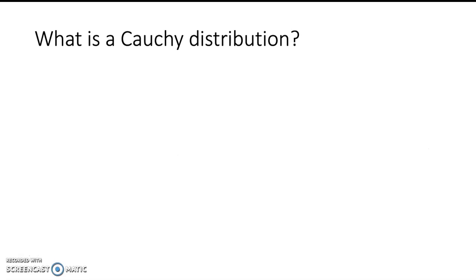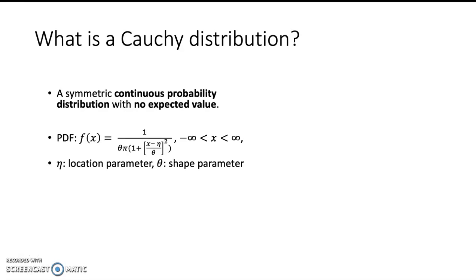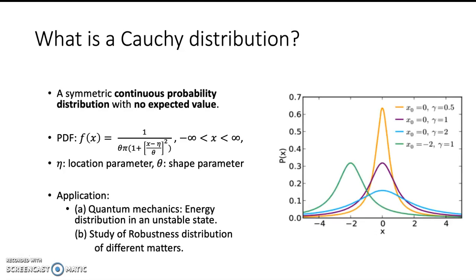Before we dive into this question, let's take a look at what really is a Cauchy distribution. According to Wikipedia, a Cauchy distribution is known as a symmetric continuous probability distribution with no expected value. The PDF of the distribution is shown as below, with x taking values from negative infinity to positive infinity. There are two major parameters controlling the behavior of the PDF. The first parameter is the location parameter, denoted as eta, and the second parameter is the shape parameter, denoted as theta. The graphs of different Cauchy distribution PDFs are shown on the right side of the screen.